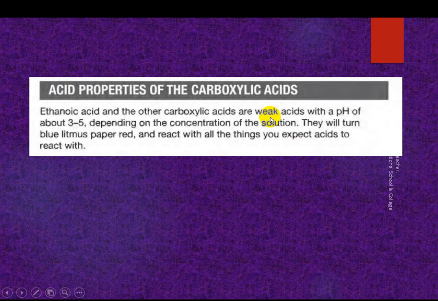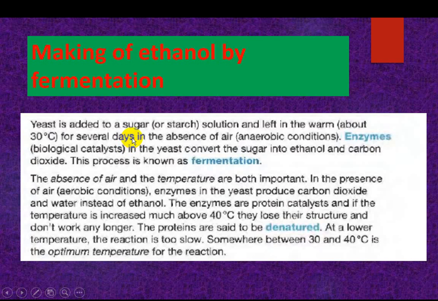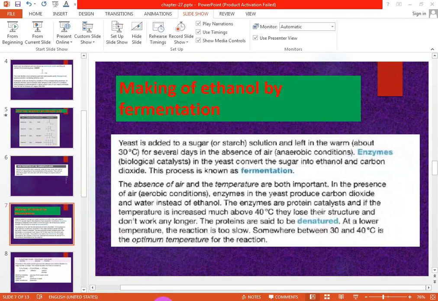We can take weak acids like citric acid in lemon and tartaric acid in tamarind. For this reason we take formic acid, vinegar, ethanoic acid. It is a weak acid, its pH is about 3 to 5, and it turns blue litmus paper red. This was the last class topic.